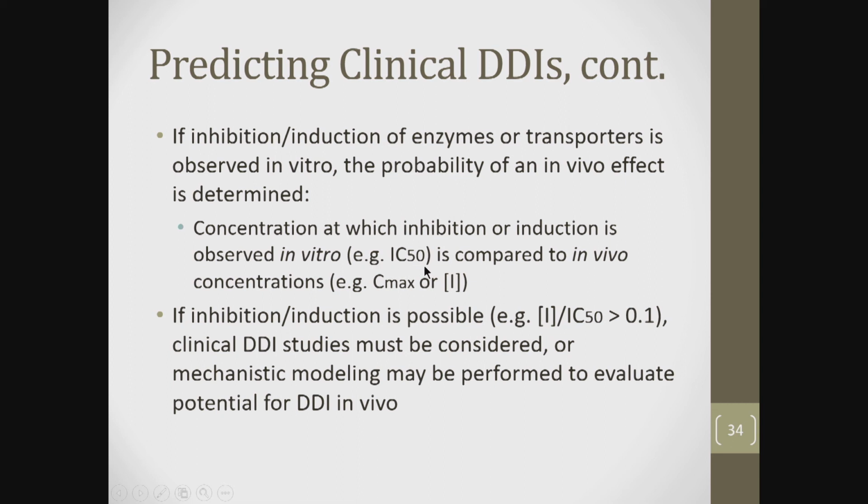So we look at the in vitro IC50 value, for example, if we're considering inhibition or induction, and compare it to our clinical exposures. Most notably, we look at peak or Cmax concentrations. If our peak exposure, I over IC50, exceeds 0.1 as a general rule, we might consider a clinical drug interaction study to characterize how extensively our drug in development might inhibit or induce a particular enzyme. Or maybe we'll consider doing some mechanistic modeling to evaluate the potential for a clinically relevant drug interaction. When we do conduct clinical drug interactions, we often conduct them with well-characterized drugs.